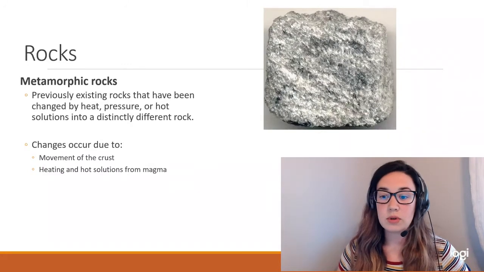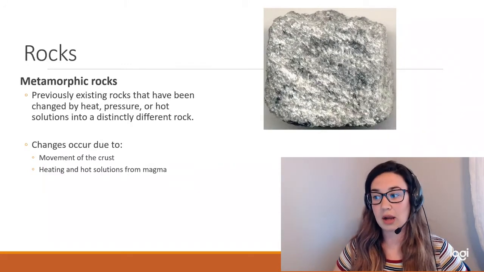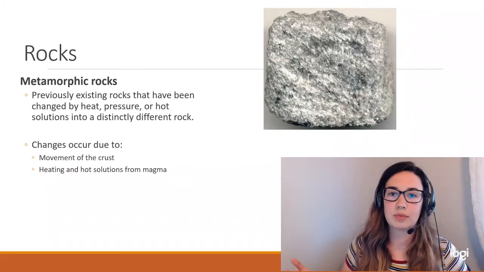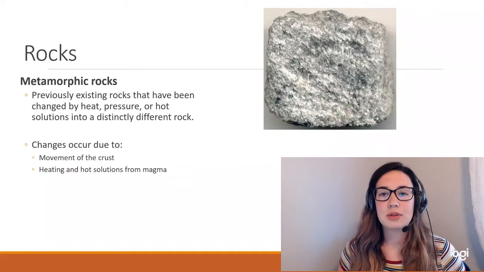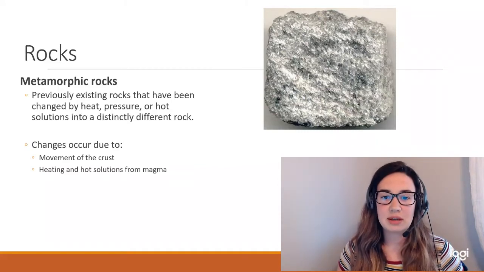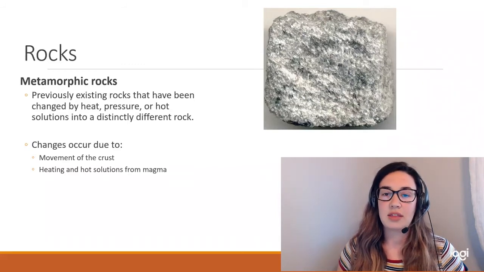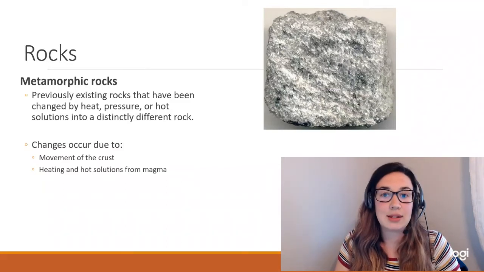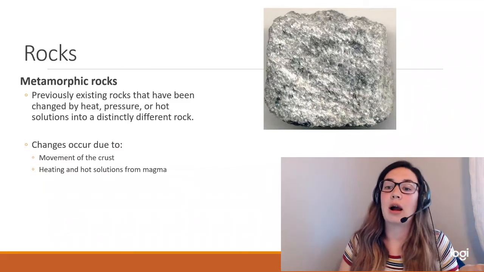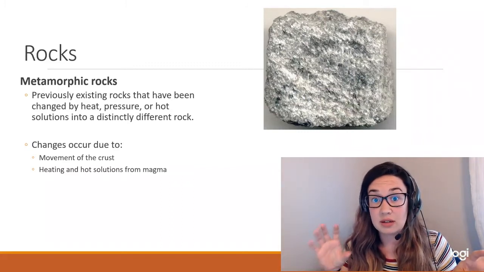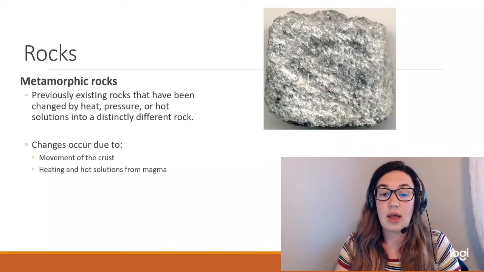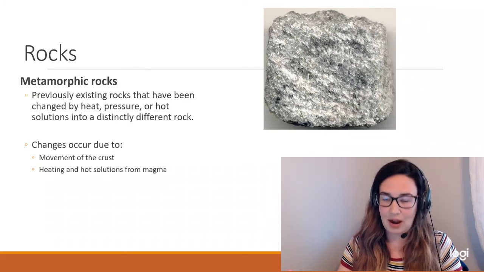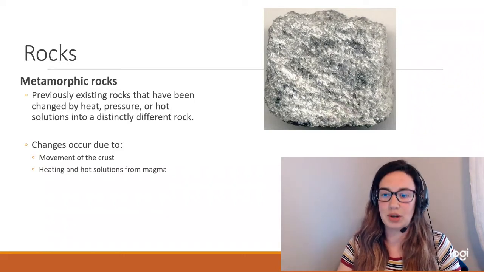Okay, and then we also here have our metamorphic rock. So our metamorphic rock is kind of our wild card of rocks. So this is basically any previously existing rock that has been changed either by heat, pressure, or any sort of hot solution from one type of rock into a distinctly different type of rock. So you'll have basically a metamorphosis of rock, metamorphic rock, that's occurring from one type to another.